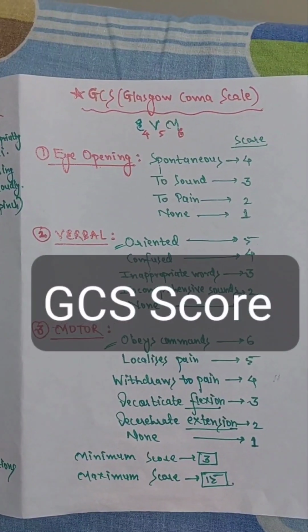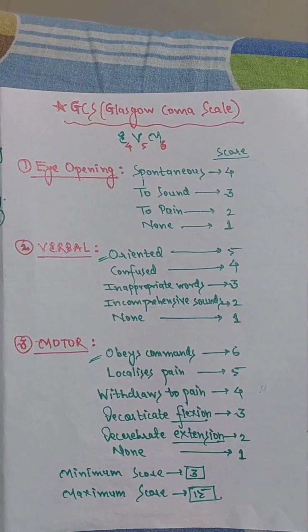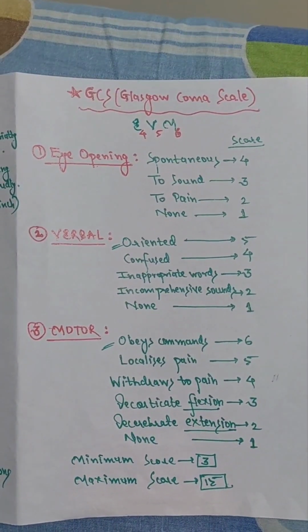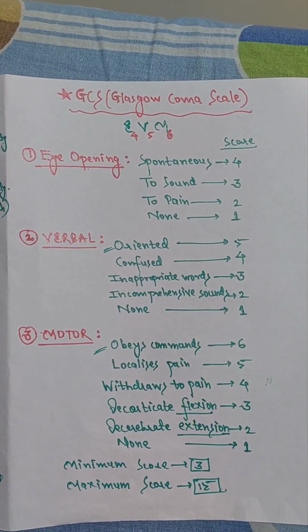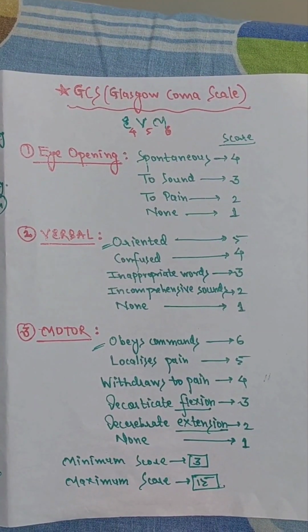So hello friends, in this video we are going to see a very important scale, that is the GCS scale, also known as the Glasgow Coma scale. This GCS scale has three components which can be remembered by the mnemonic EVM. E stands for eye opening, V for verbal, and M for motor.